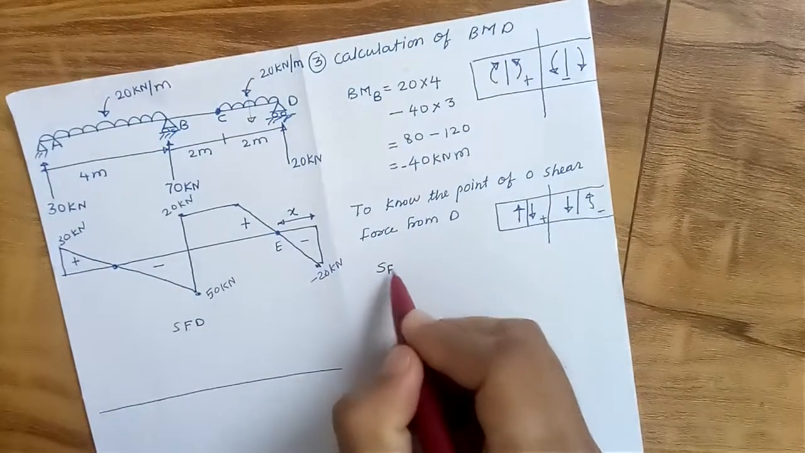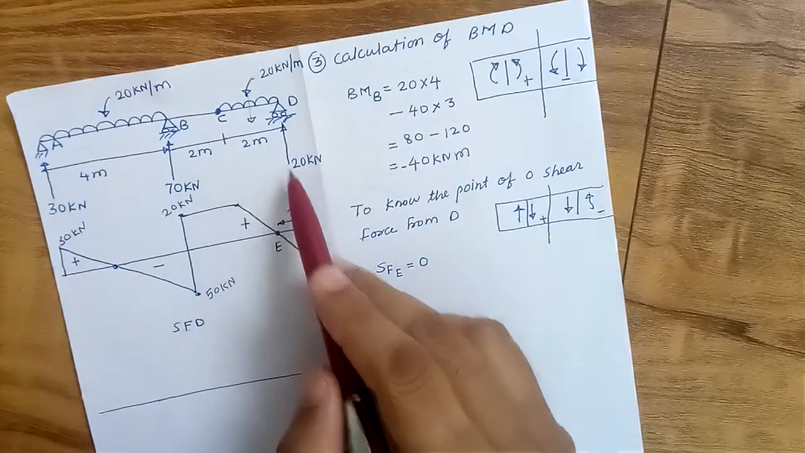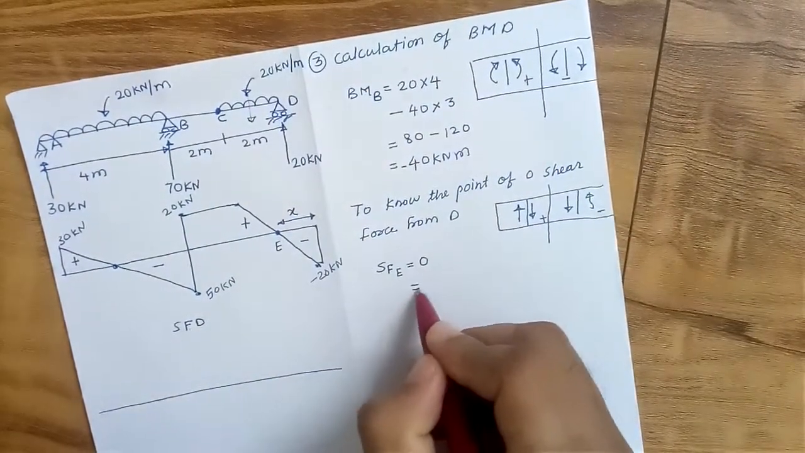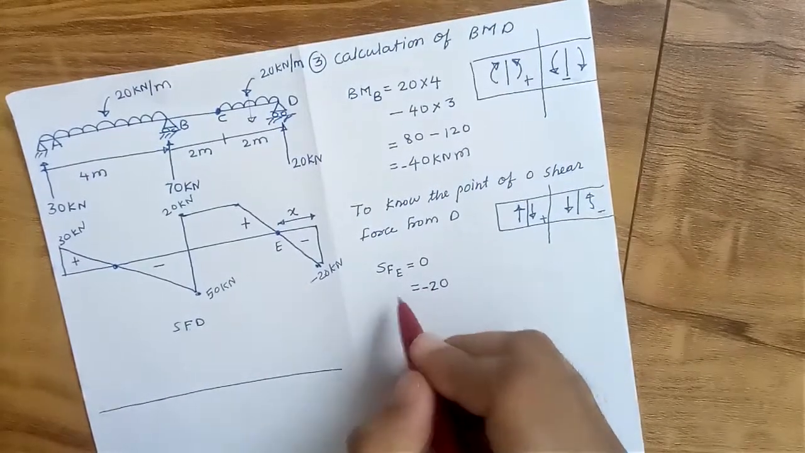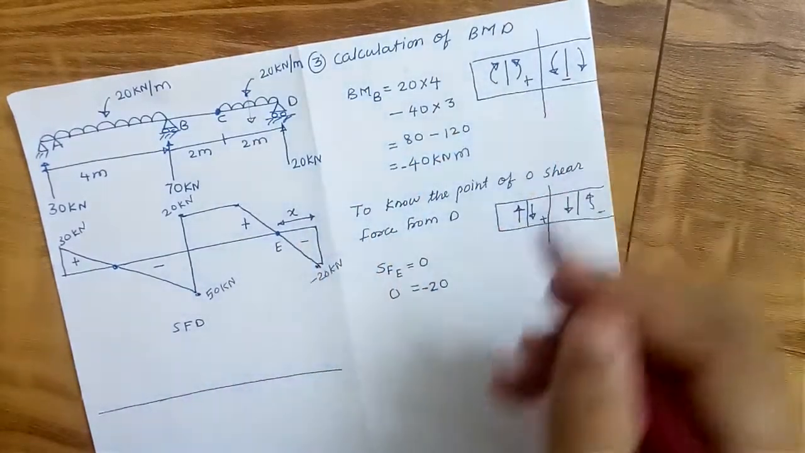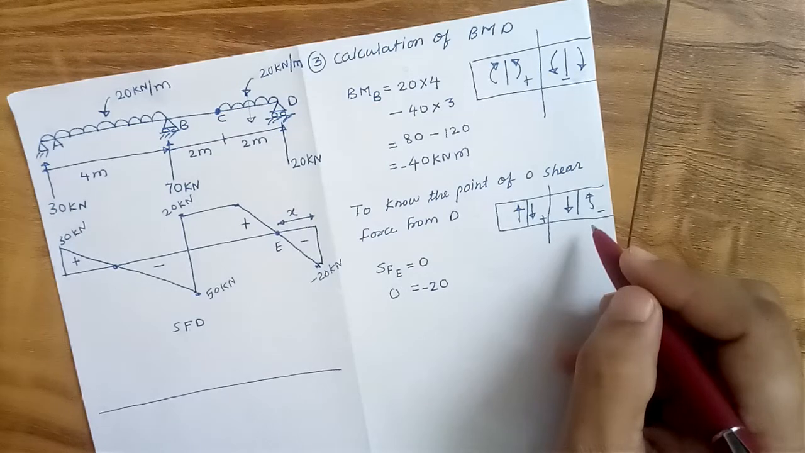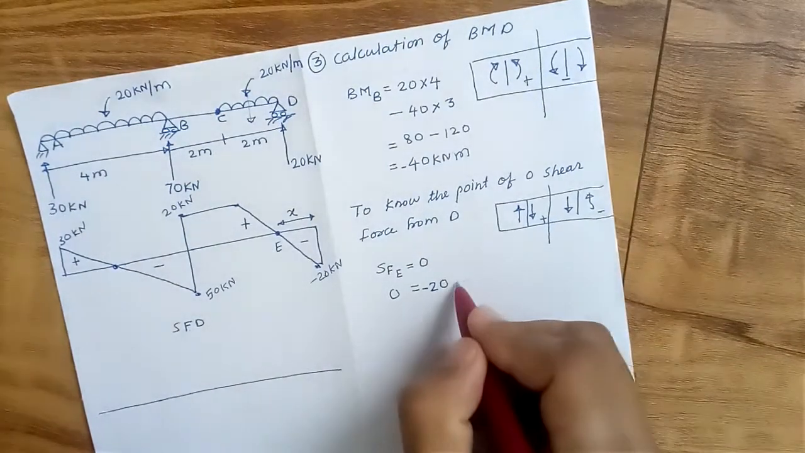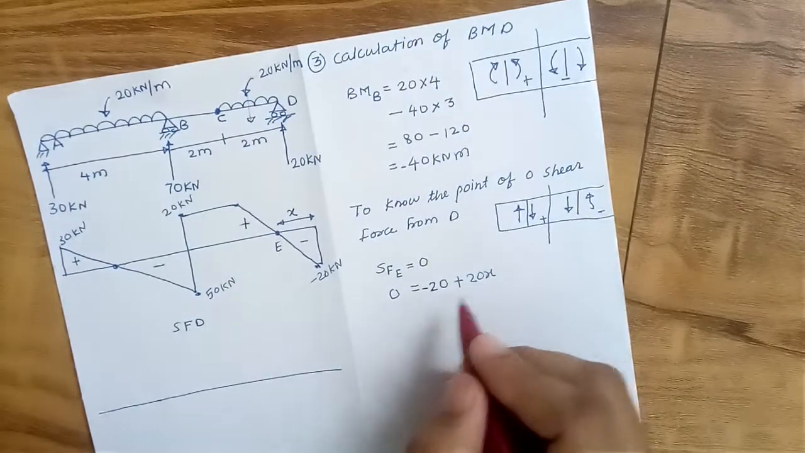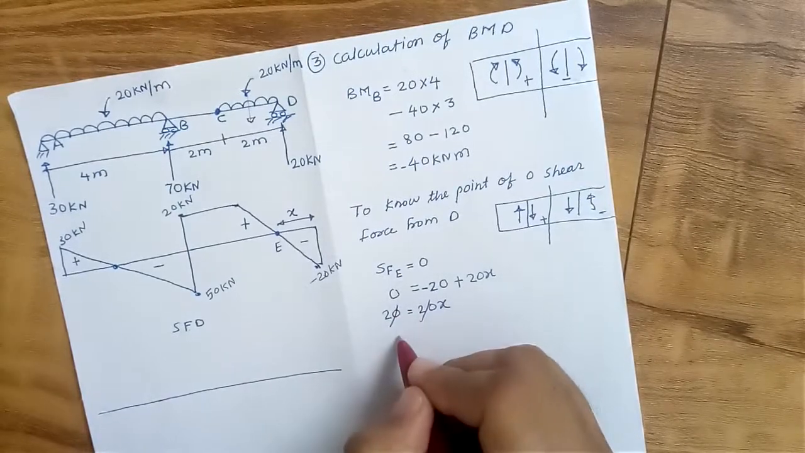So the shear force at E, we know that at E the shear force is 0. Considering the right side of the section, there will be the 20 kilonewton force in the upward direction, so it will be negative 20. And the 20 kilonewton load acting over the x distance will be acting in the downward direction on the right side of the section, so that will be 20 plus 20 into x. So this minus 20 goes to this side, becomes 20, and is equal to 20x. So 20 and 20 cancel and x is equal to 1.